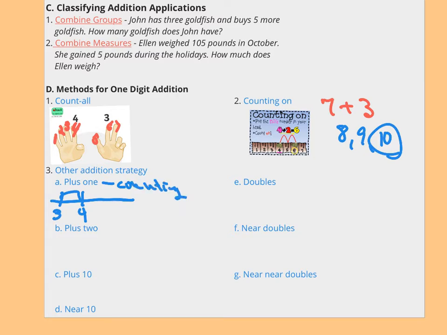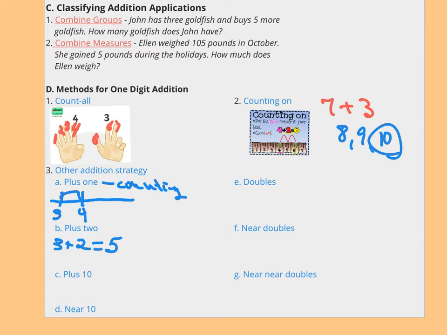Then they learn the plus 2s. Plus 2 is like skipping 1 when you're counting. So if you had 3 plus 2, I know the next number is 4. I'm going to skip that and go to the next one and get 5.